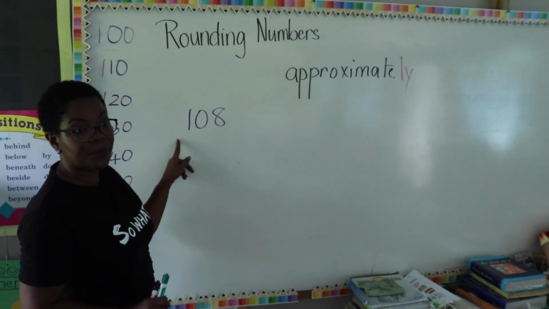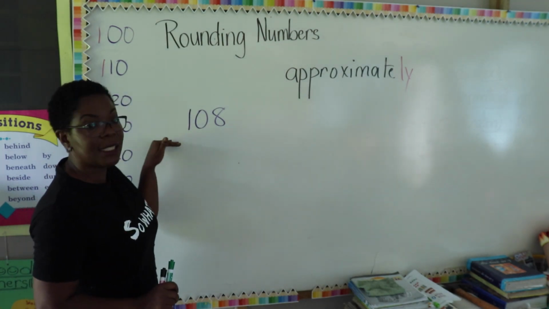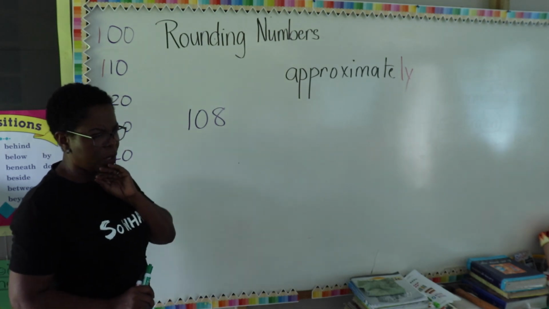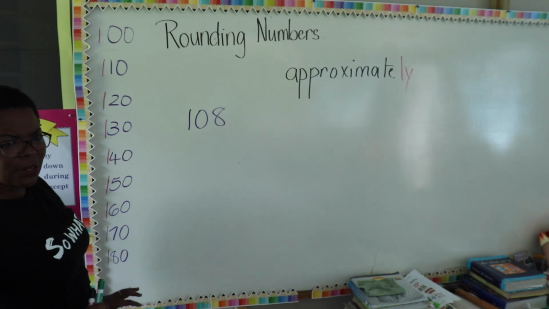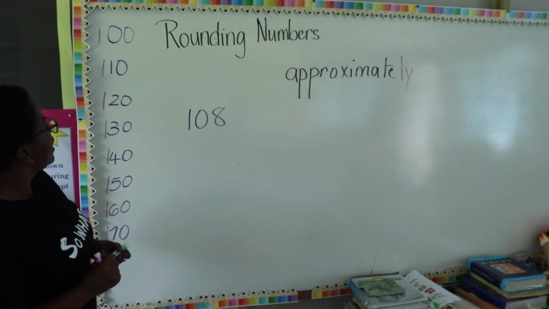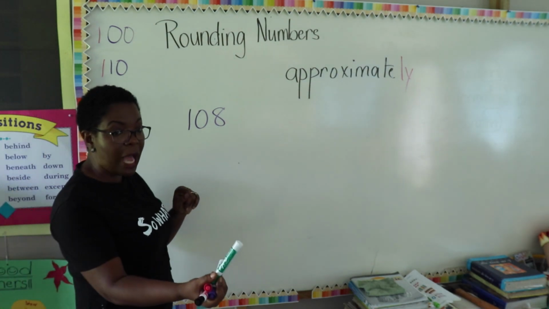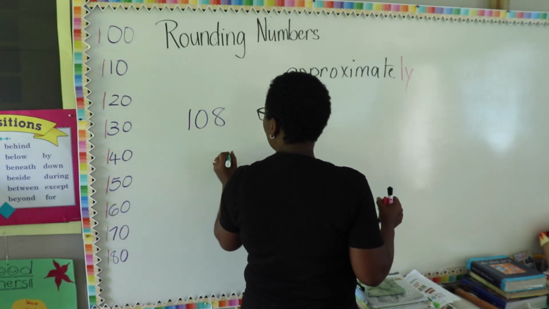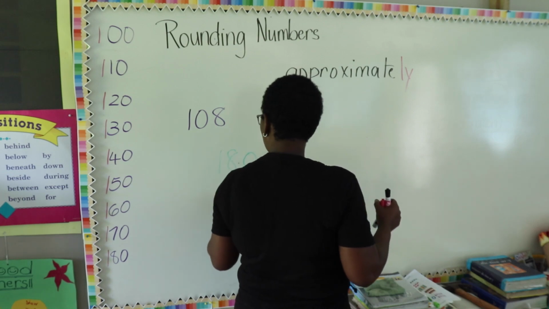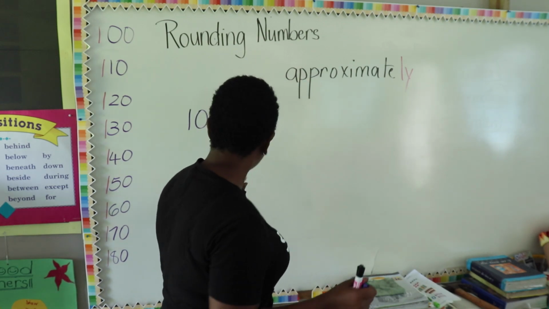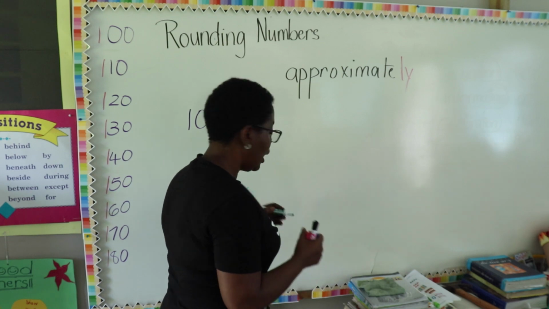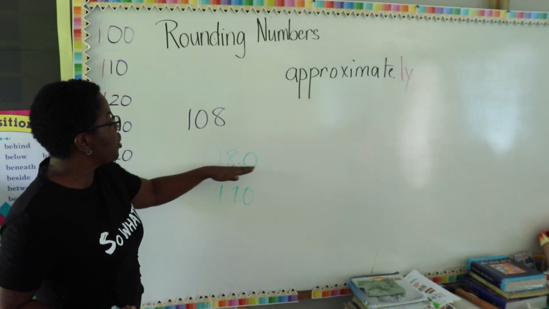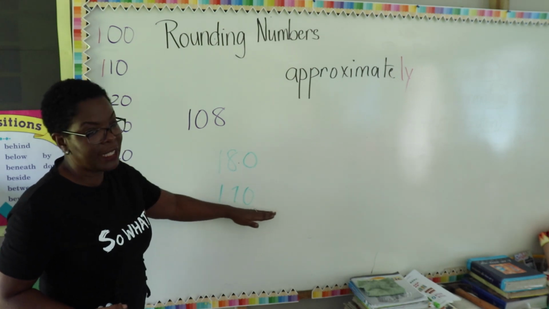What number is this? 108. Again, this is? 108. Between what two numbers would this come? All right, so this learner says 108 comes between 180 and 170.